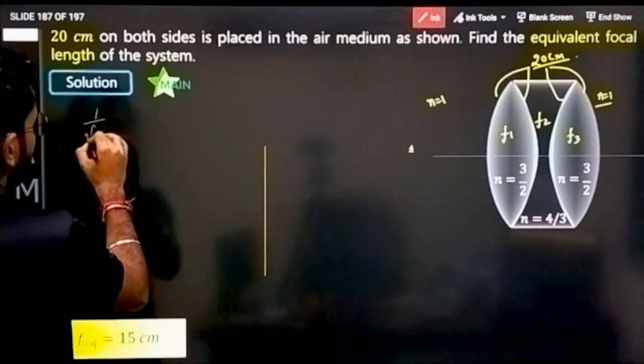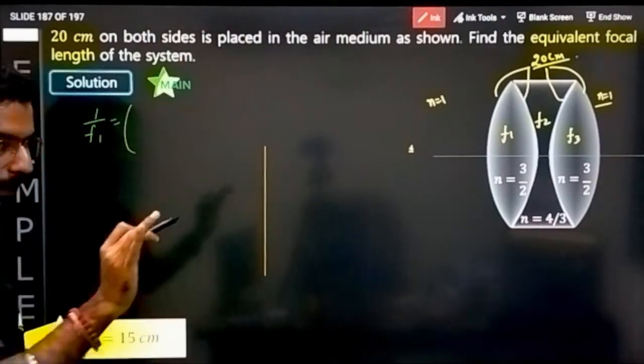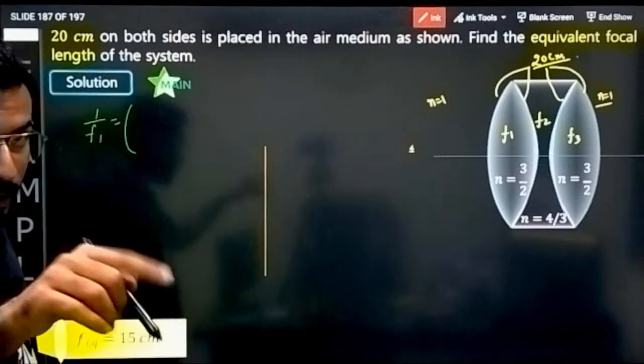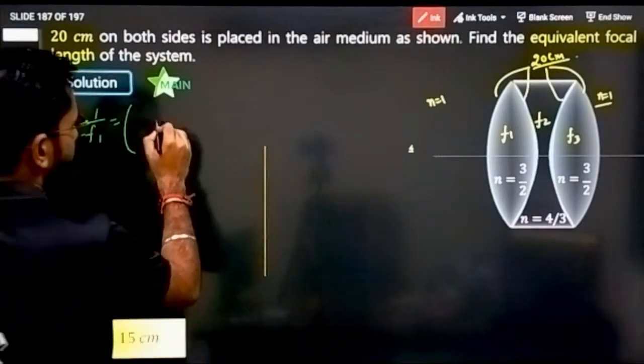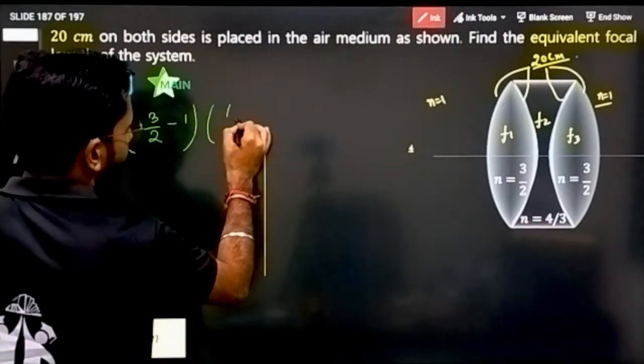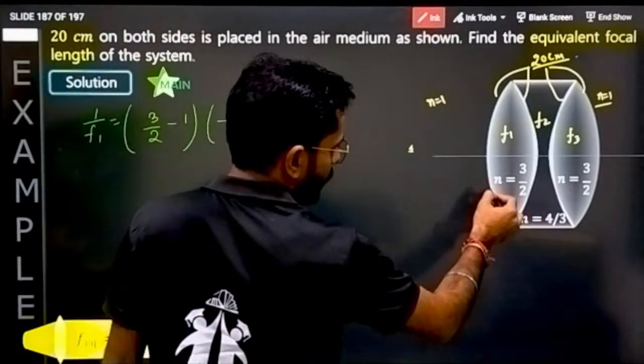Firstly, write what is 1 by f1. 1 by f1, what will you say? You remember the formula, right? n of lens divided by n of surrounding, minus 1, multiplied by 1 by r1 minus 1 by r2. n of lens is 3 by 2 divided by 1. Minus 1 by r1.